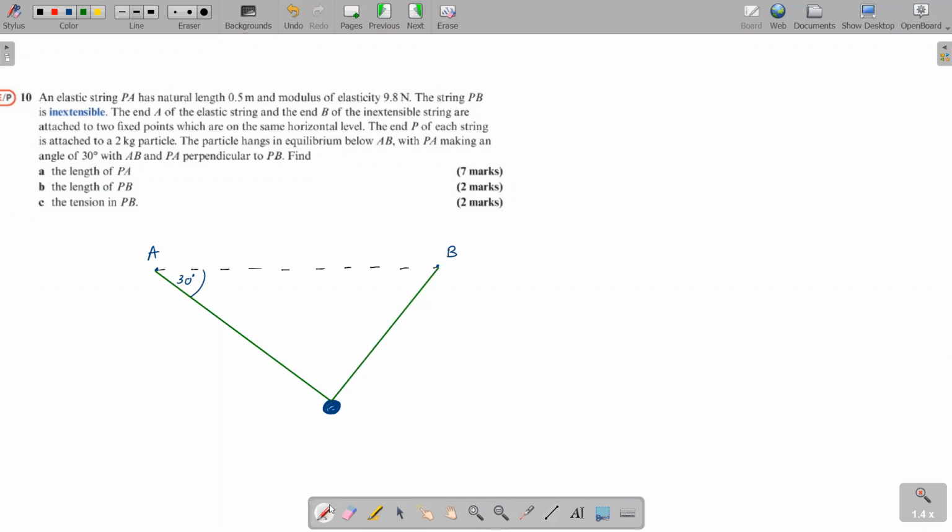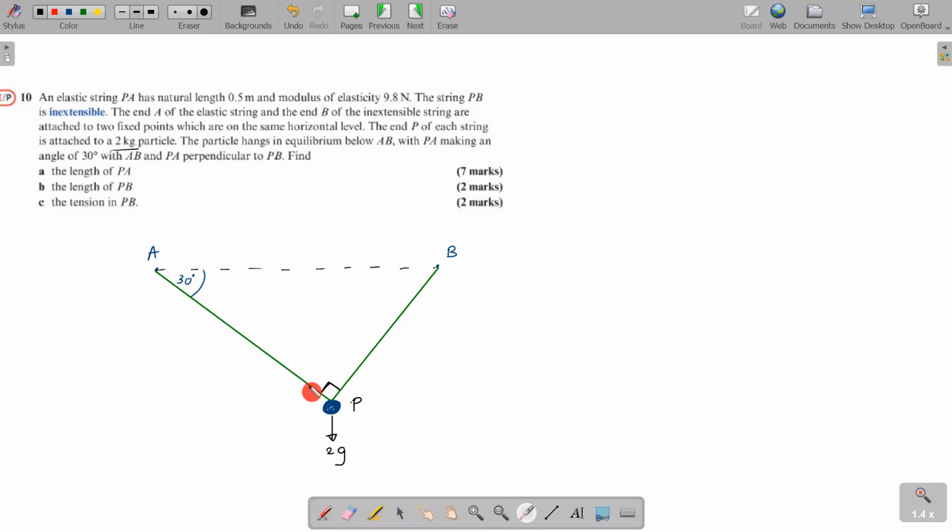Can you see they say PA and PB are perpendicular? So this is P, and PA, PB are perpendicular, which means you have a right angle at this corner. Is this clear? Then the weight of the particle: it's attached to 2 kilograms, so the weight is 2g. Now you need to keep in mind the PA string is elastic, the PB string is inextensible.